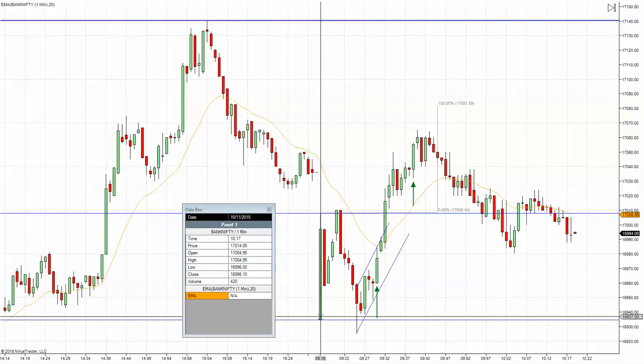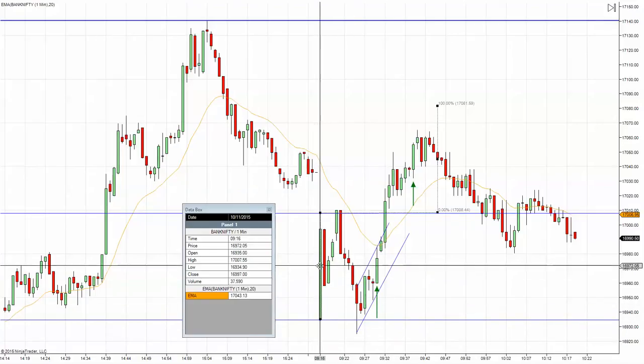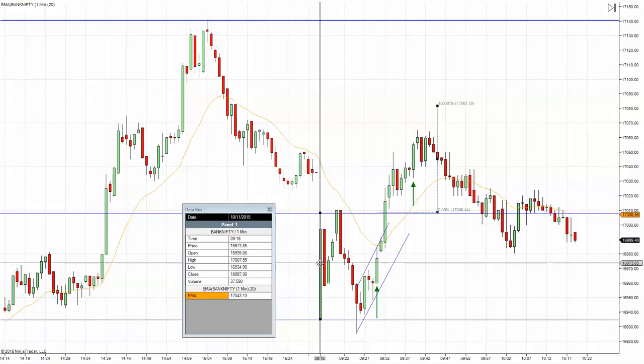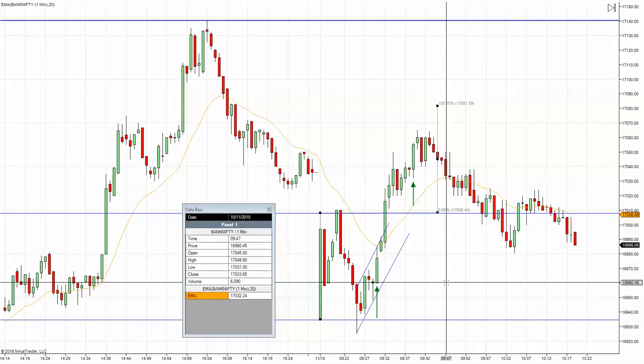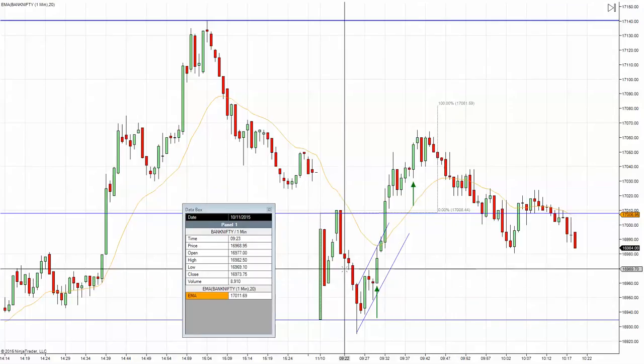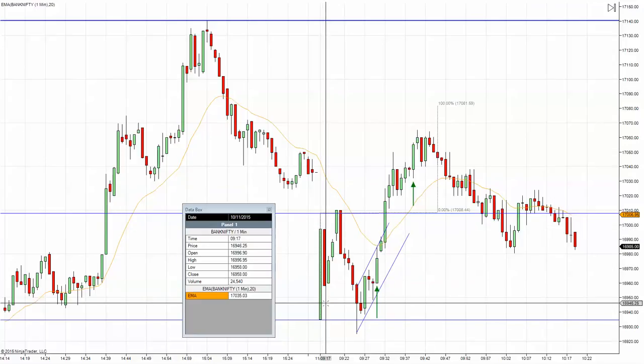This bar's open and low are the same, right? Open is 16935 and low is 16934.90, so just one tick difference, which means it was a really strong bull bar. What happened? An inside bar, a strong bear bar with no tails on top and bottom.